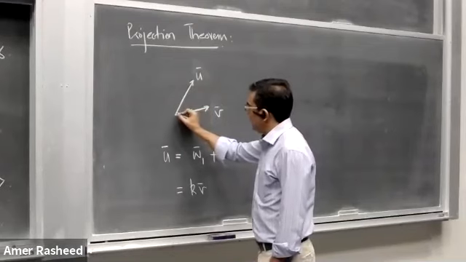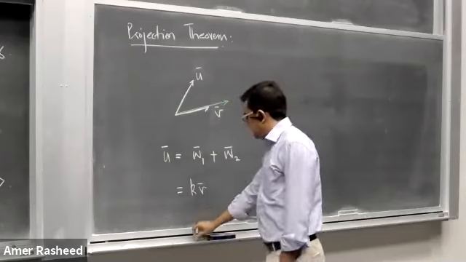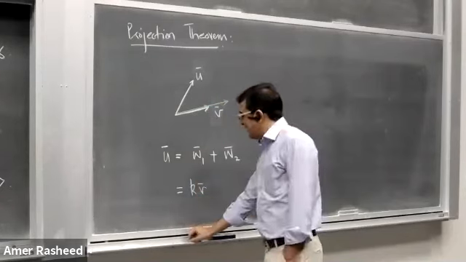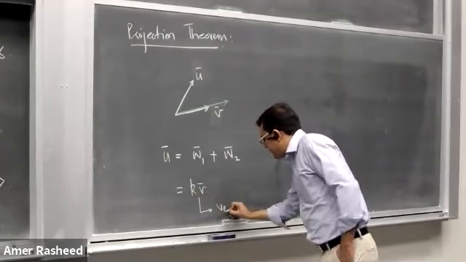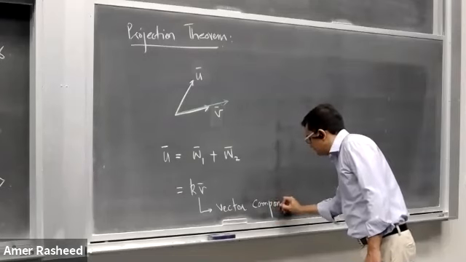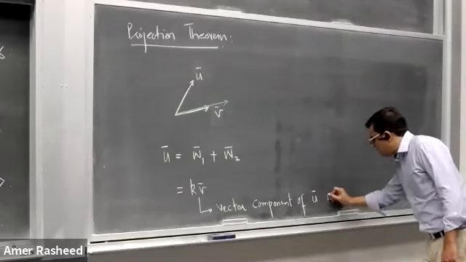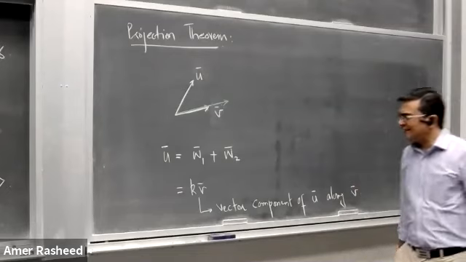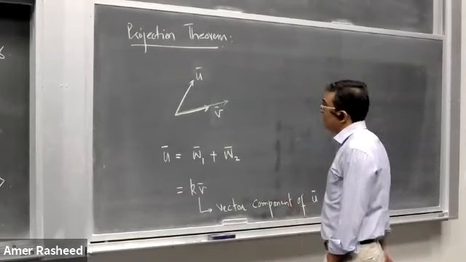It is some vector which is scaled, a scaled vector obtained from V. This is called the vector component of U along V. And this is what the dot product tells us as well. We'll see it later on.